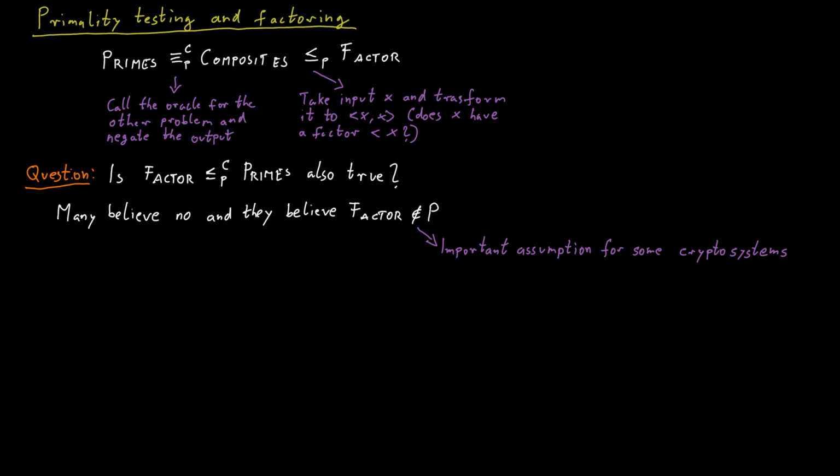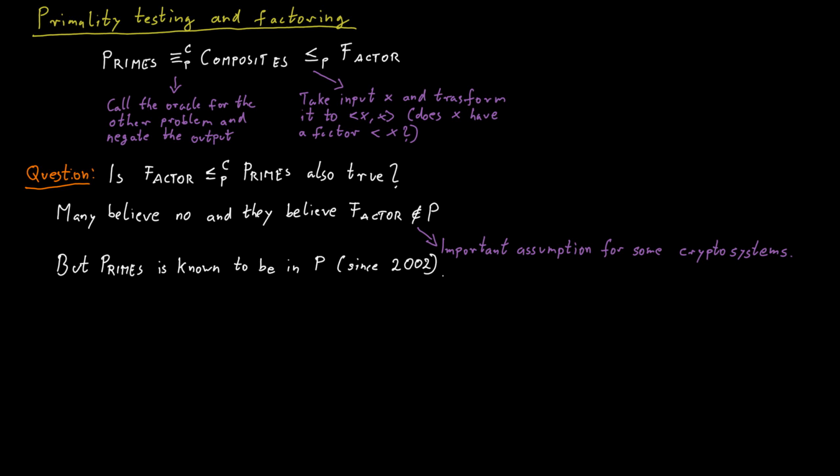On the other hand, the problem PRIMES seems to be much easier. For a long time it was not known whether PRIMES is in P or not, but since 2002 we know that PRIMES is indeed in P. So not only is it contained in NP intersect co-NP, but actually we can decide whether a number is prime or not in polynomial time.